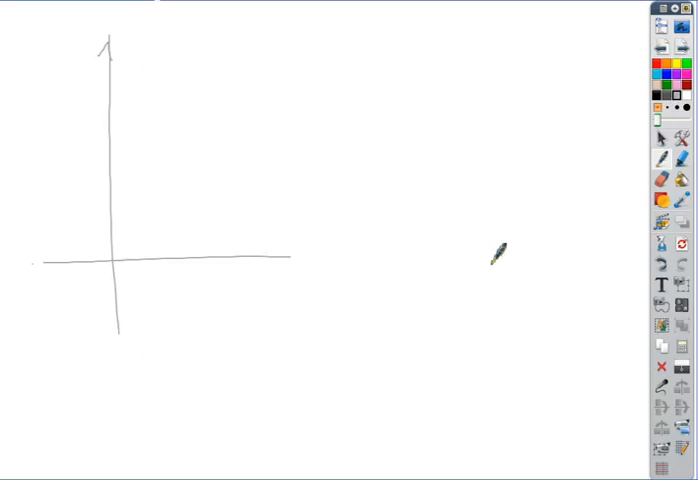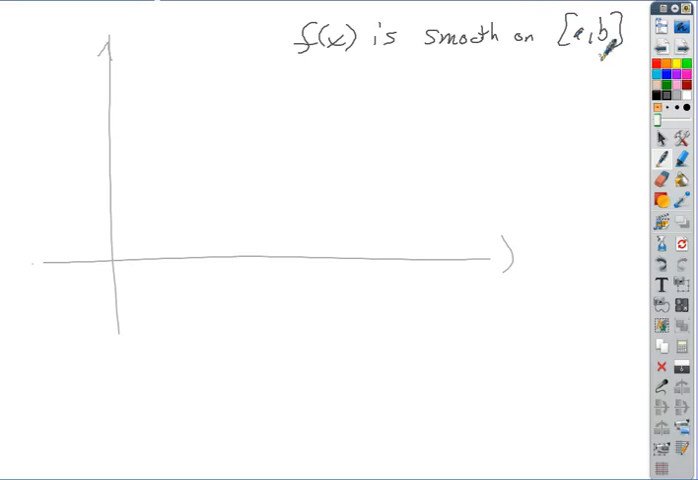So what we want to do is tilt this thing, and we're going to say, okay, now we've got some smooth function. f of x is smooth on (a, b), continuous and differentiable. And this time at a, we're not going to pin a down.